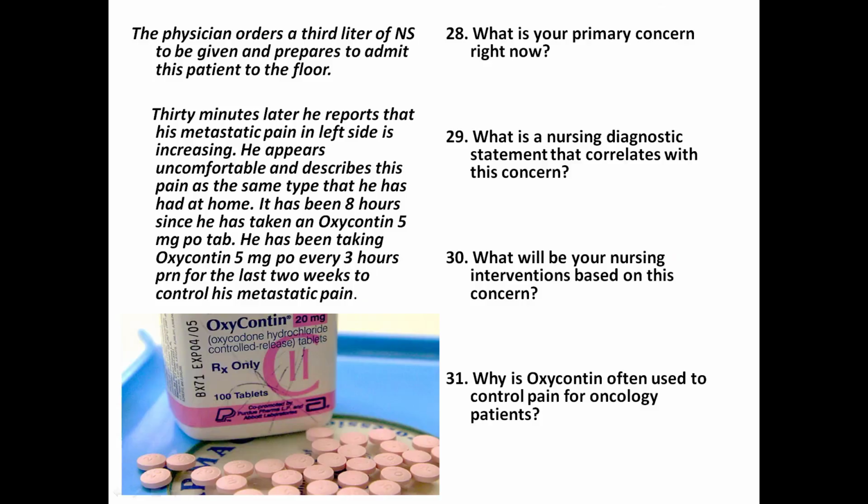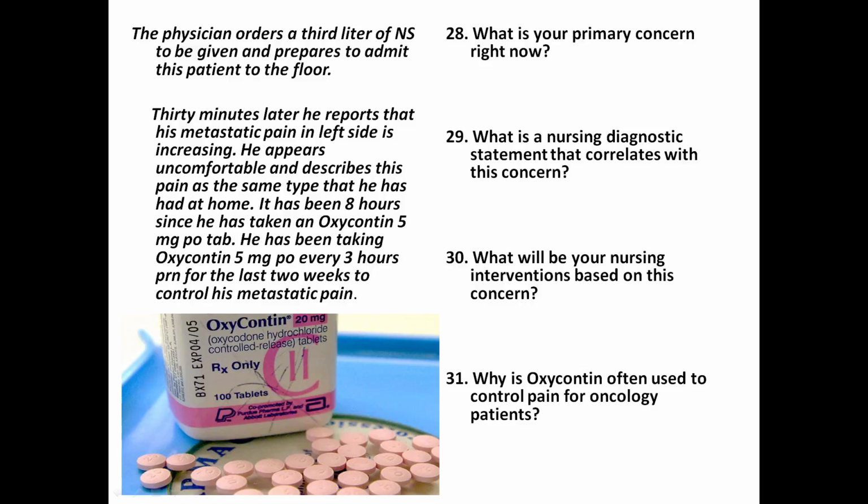So the physician comes in and orders that third liter of normal saline to be given and prepares to admit him to the floor. 30 minutes later, he reports that his metastatic pain on his left side is increasing. He appears uncomfortable and describes his pain as the same as the pain he has at home. And it's been 8 hours since he has taken his OxyContin 5 milligrams PO, and he usually takes it every 3 hours for the last 2 weeks to control his metastatic pain.